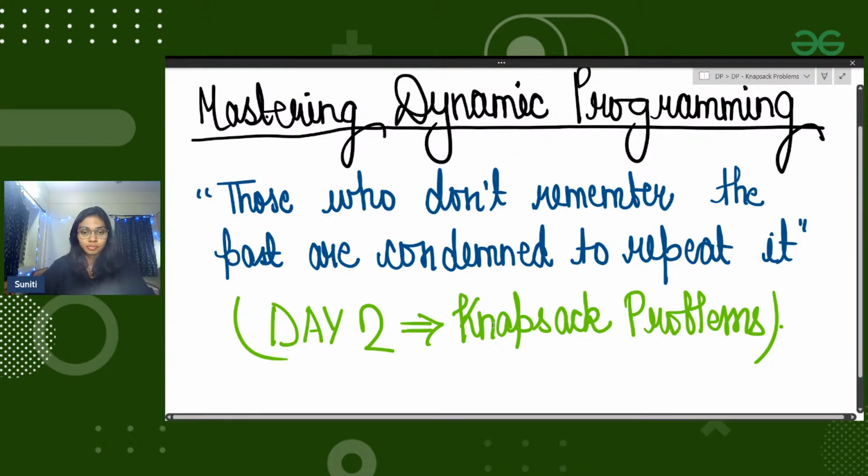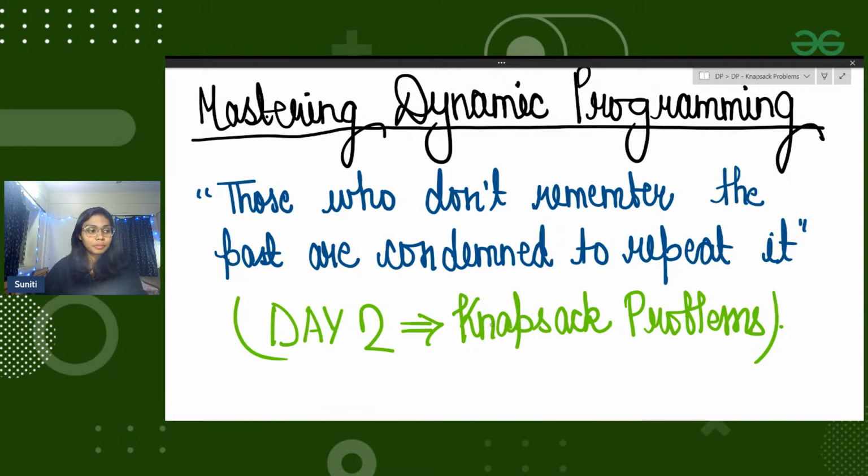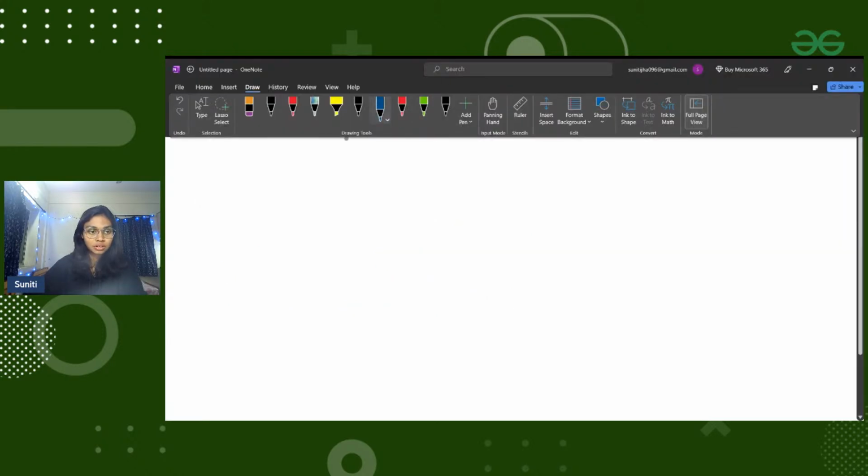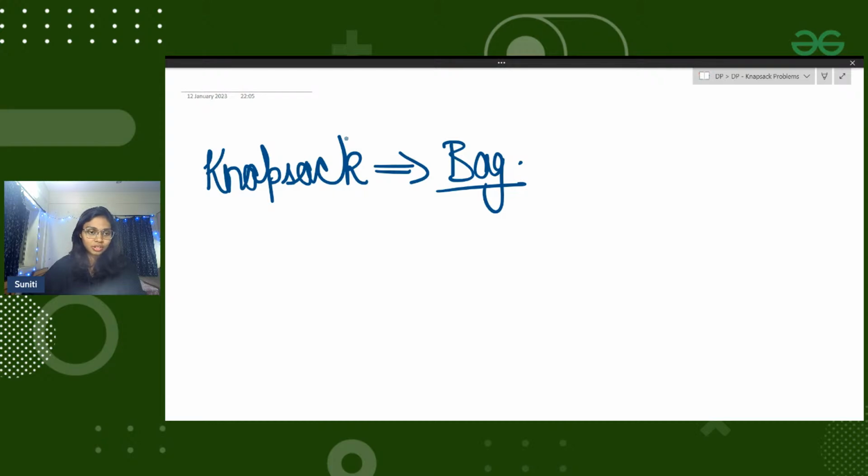All right, I guess we are good to start with today's session, that is day 2. Today we will be basically taking up the knapsack problems. So let us begin. First of all, what is a knapsack? Knapsack is basically just a kind of bag where you can store items, or anything that you want to store. So a sack or bag, whatever you want to say, that is a knapsack.